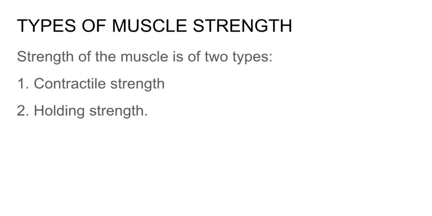Types of muscle strength. Strength of muscle is of two types, that is, contractile strength and holding strength.